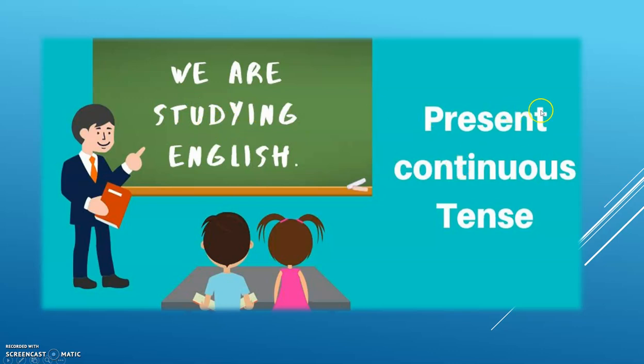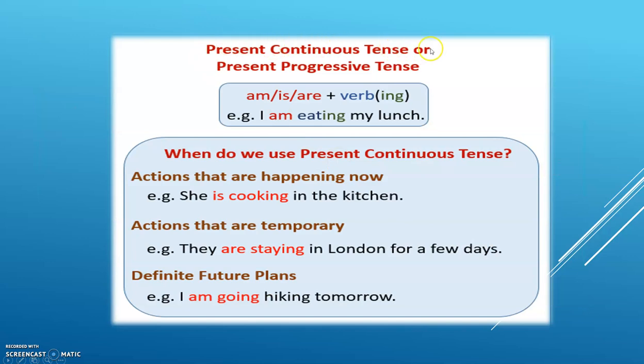Now, let's come to the second type in present tense. Which is the second type? Come on, say it together. Present continuous tense. Or we call it what? Present progressive tense. Right? Present continuous tense or present progressive tense. Clear? Chalo. Let's see the examples. When do we use present continuous tense? Actions that are happening now.